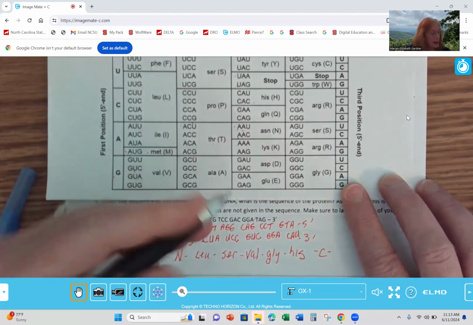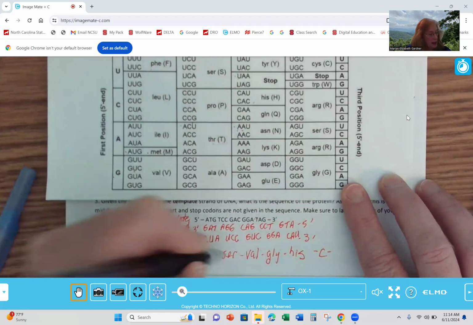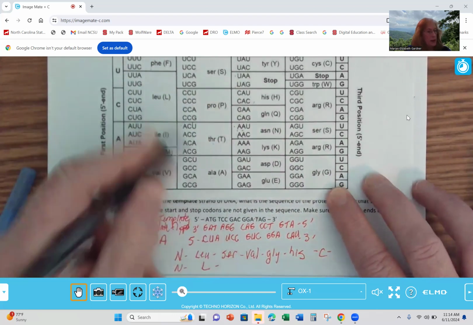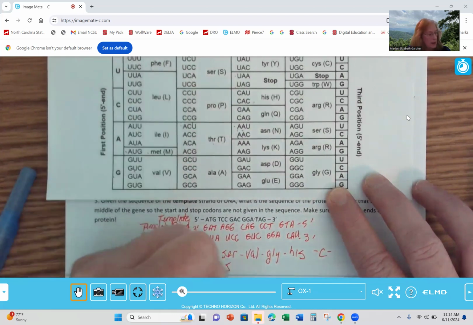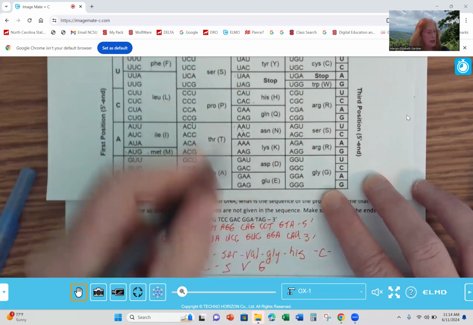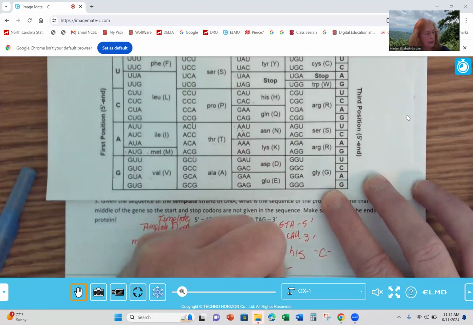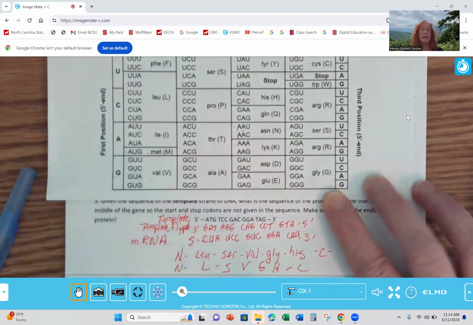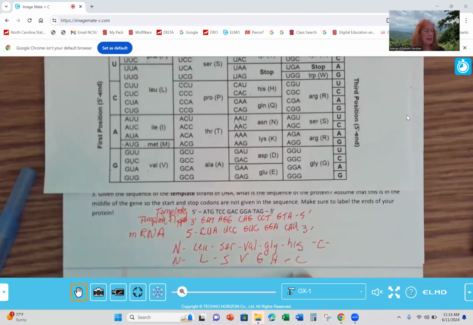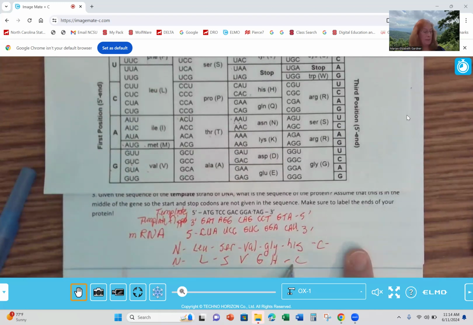And if I wanted that in one-letter abbreviations, leucine, L, serine, S, valine, V, glycine, G, and histidine, H, and then the C terminus. So this N is for the N terminus, that C is for the C terminus. And then these are our amino acids.